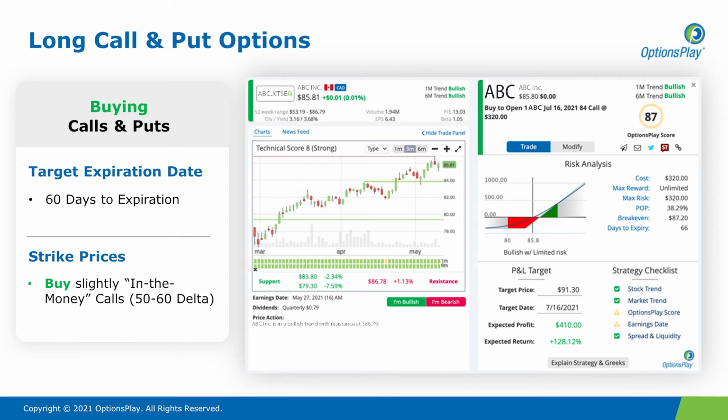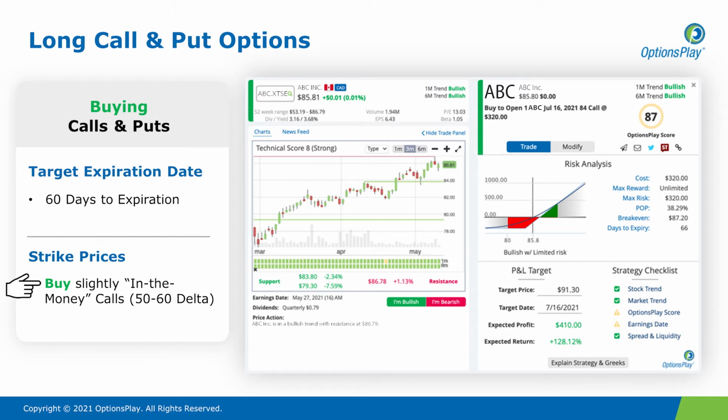While it may seem very attractive to buy these out of the money call options or put options because they're very cheap, that's exactly what we were just talking about, that buying those out of the money call options have very low probability of success. What you're better off is buying what we consider slightly in the money calls and puts. And that's usually about a 50 to 60 delta.